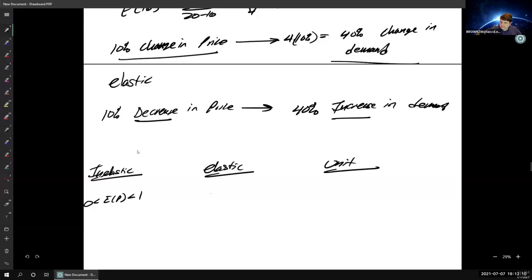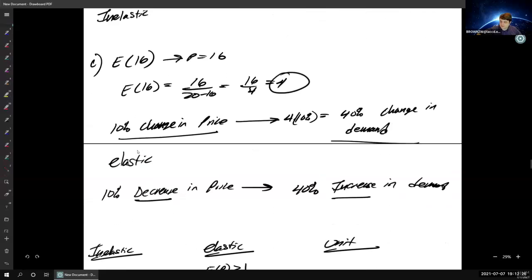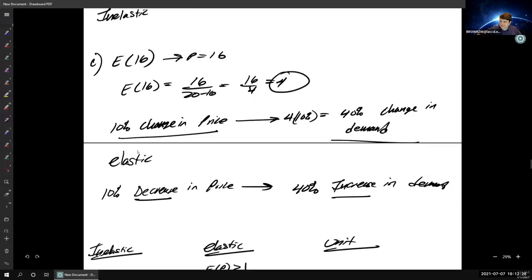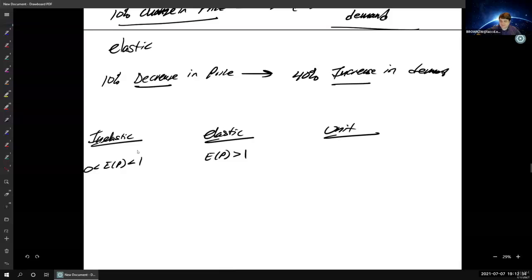Elastic is anytime you evaluate your elasticity function and you get a value greater than 1. This is what happened in part C. We got an elasticity value of 4. So that tells us that my change in demand is always 4 times greater than my change in price. So that's elastic.